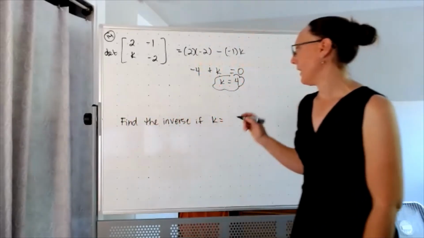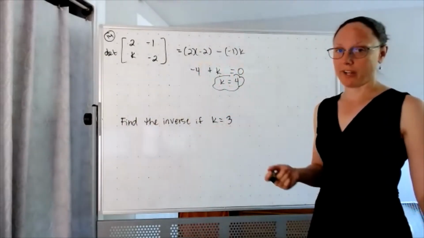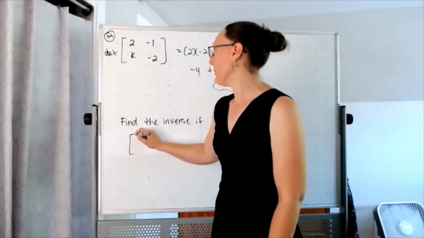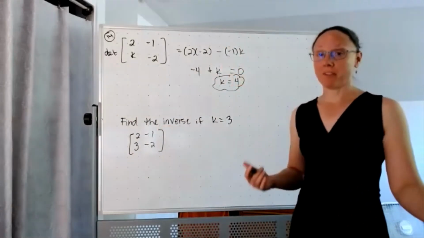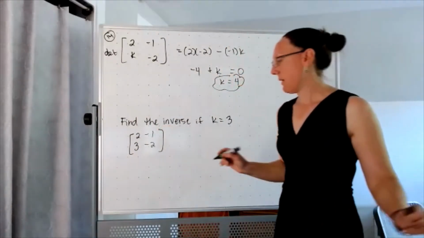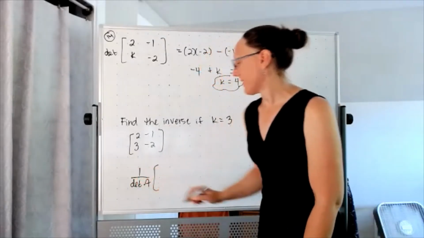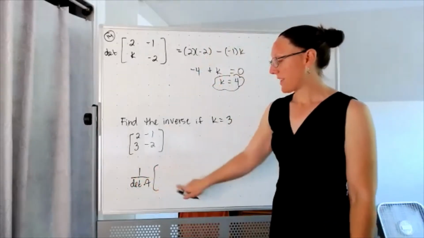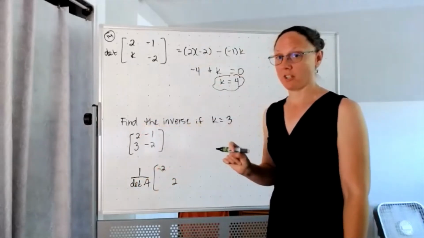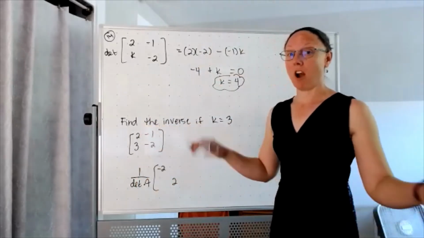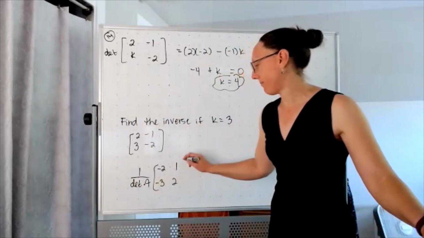If K is equal to 3, then our matrix would become [2, -1; 3, -2]. To use the formula for the inverse of a 2 by 2 matrix, I'm looking at 1 over the determinant, times we switch the primary diagonal, so that would be -2 and 2, swapping their locations. And on the off diagonal, we take the opposite sign. So this would become a +1, and this would become a -3.